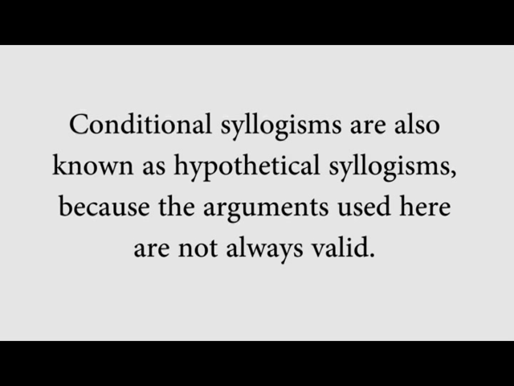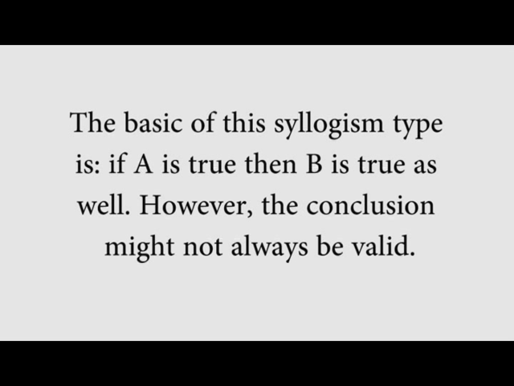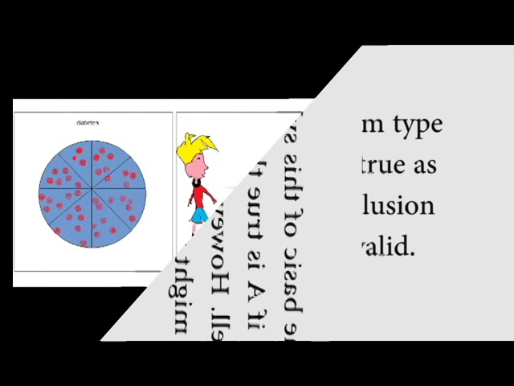The second one is conditional syllogism. Conditional syllogisms are also known as hypothetical syllogisms, because the arguments used here are not always valid. The basic of the syllogism type is if A is true, then B is true as well. However, the conclusion might not always be valid.